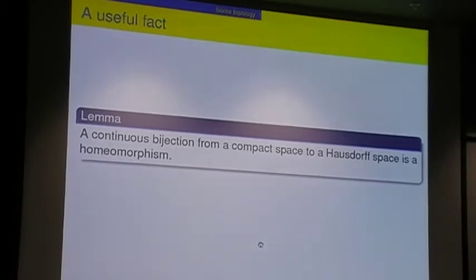So I'll just mention a useful fact, which I won't actually use, but if you want to prove any of the things I'm saying subsequently, this is useful. A continuous bijection from a compact space to a Hausdorff space is always a homeomorphism. This is also usually in your first topology course problem set. It's not obvious at first sight, but you just start playing with the definition for a few minutes and you'll see it.